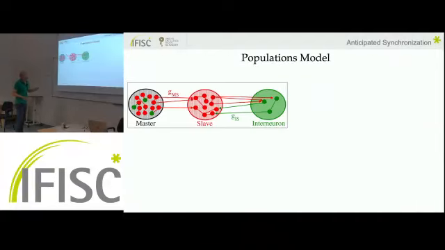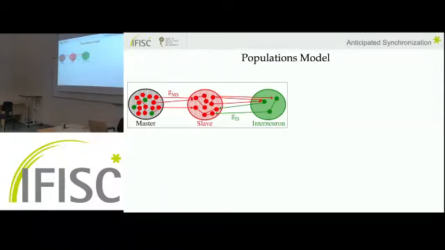So we did this, and let's go to a population model. As before, we have a master population with excitatory and inhibitory neurons, we have an inhibitory population, and we needed a negative feedback. A negative feedback can be provided by an inhibitory neuron, because inhibitory neurons give negative feedback. And that is what we included.